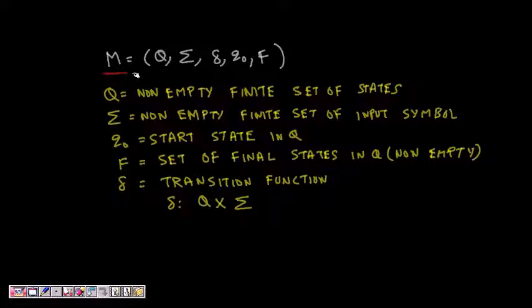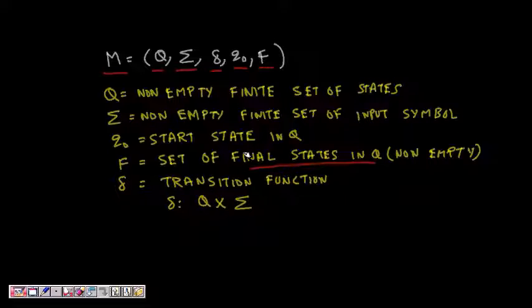So this is the machine, and it's a quintuple. There are 5 tuples. It has a non-empty finite set of states. It has a non-empty finite set of input symbols, the alphabet. It has a transition function, and it has an initial or start state which is also in Q, and a set of final states in Q, which is again non-empty.